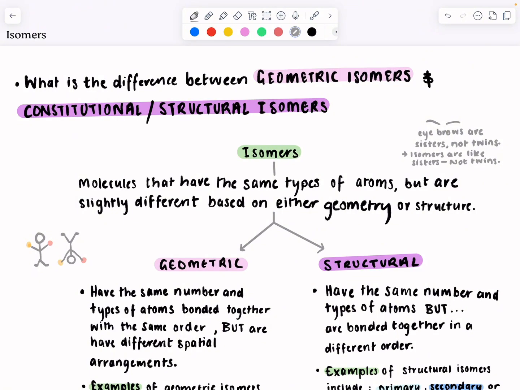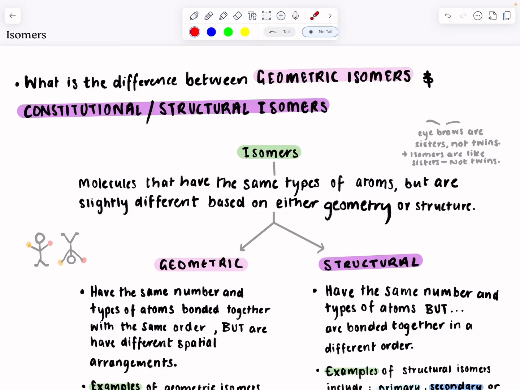Something that I like to refer to as a little analogy to do with eyebrows. If you're someone who gets your eyebrows done or plucks them yourself, this is the rule: eyebrows are meant to be sisters, not twins. You don't want your eyebrows looking absolutely identical. This is not something I've come up with. It's just a little beauty rule that I've heard of. Eyebrows are meant to be sisters, not twins. Similarly, isomers are also kind of like sisters, not twins.